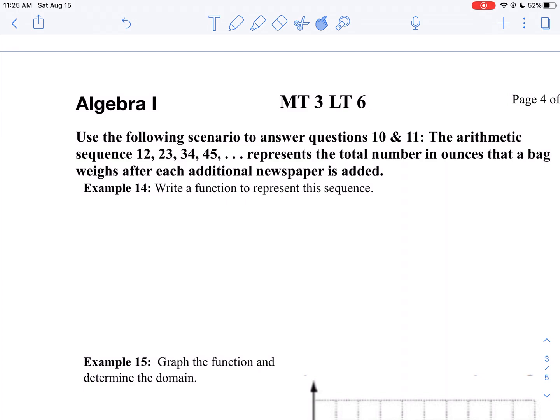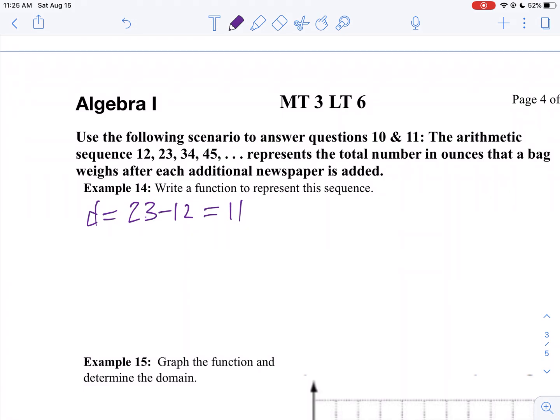Now it's an arithmetic sequence because we're told that. So let's use our arithmetic sequence. First of all, let's find D. Well, D is 23 minus 12, or you can go 34 minus 23 or 45 minus 34. And notice you get 11. 23 minus 12 is 11.